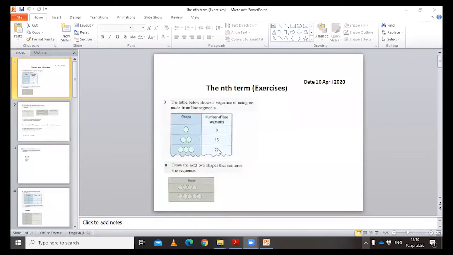Hello everybody. Today we will work some exercises related to the topic that we learned yesterday, the nth term. Please follow me opening your math book on page 219. Let us start first solving together exercise 3.